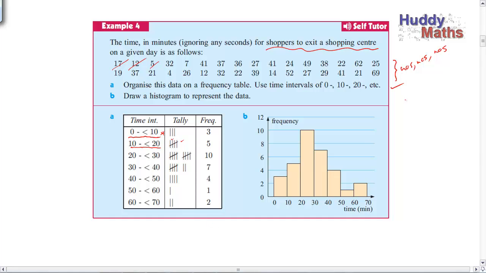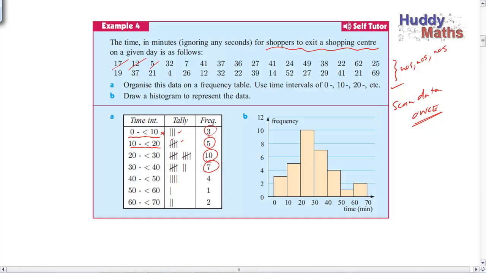You scan the data once, and record it. Don't go through and look for all in a particular group. It takes too long. Then after you've got your bundles, your tally, you look at them and there's 3. Look at this, it's a bundle of 5. Look at this, it's a bundle of 10. 2 bundles of 5 is a bundle of 10. Here there are 7. Okay, so you make your frequency.